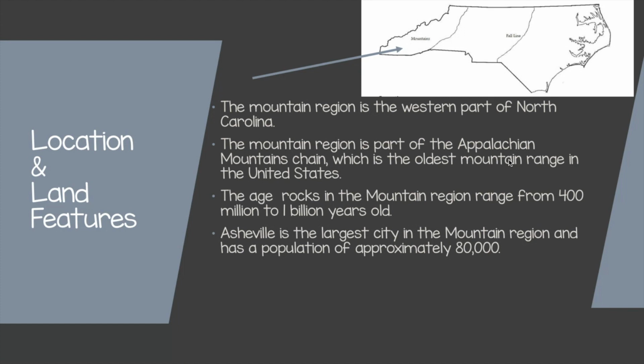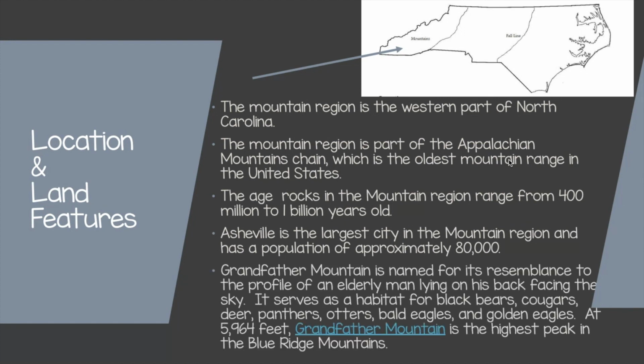Asheville, maybe you've heard of it, is the largest city in the mountain region, and it has a population of about 80,000 people. Now, we're going to take a look at Grandfather Mountain together. It's called Grandfather Mountain because it resembles the profile of an elderly man lying on his back facing the sky. This mountain serves as a habitat for black bears, cougars, deer, panthers, otters, bald eagles, and golden eagles. At 5,960 feet, Grandfather Mountain is the highest peak in the Blue Ridge Mountains.